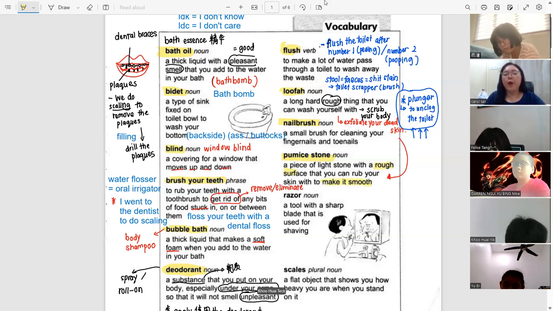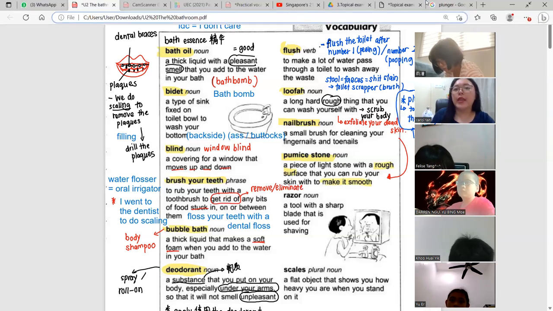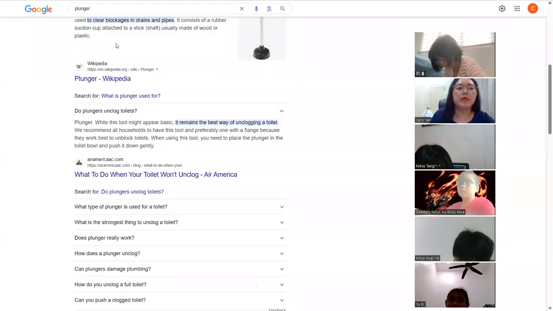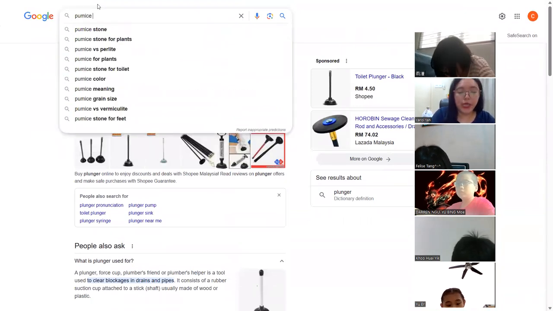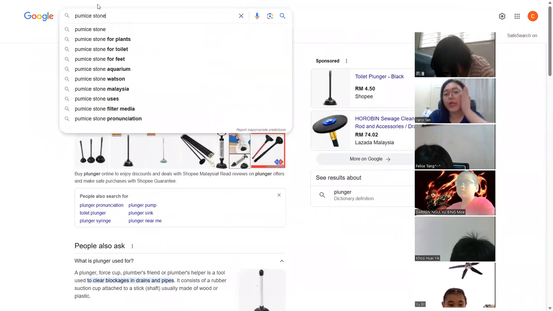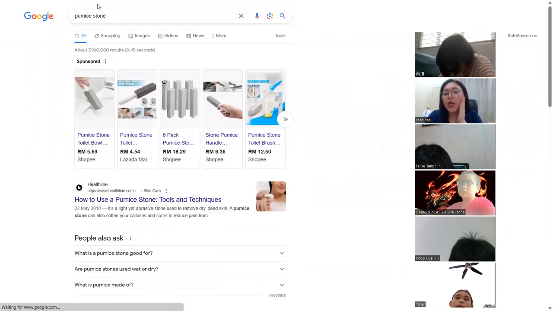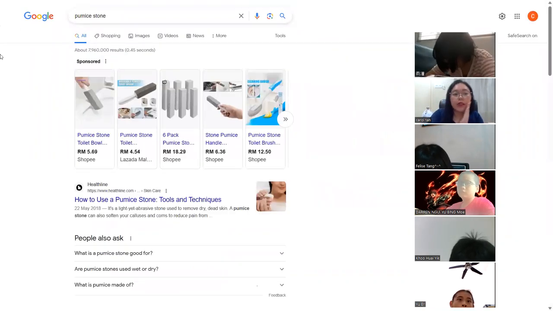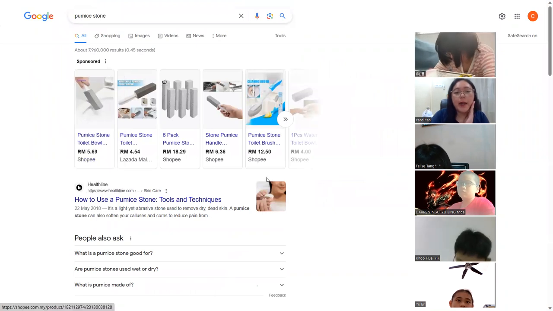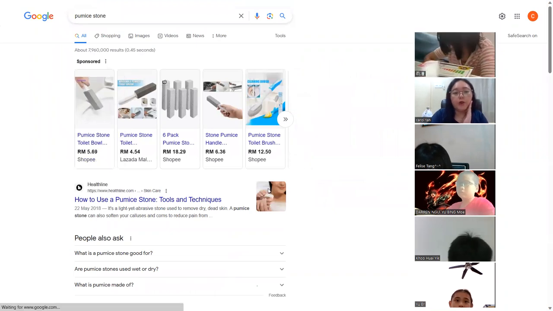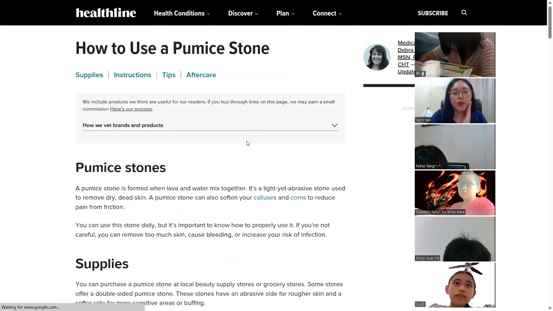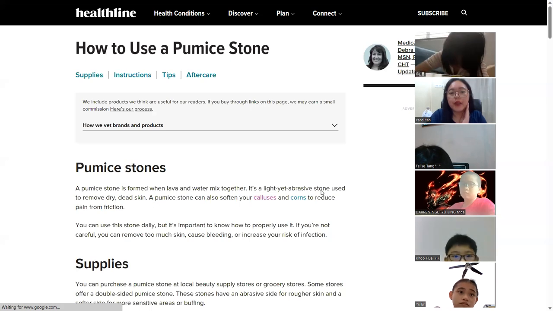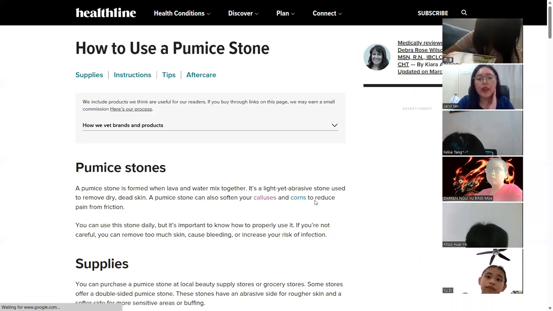So do you want to see the pumice stone? Okay, let me show you. We use the pumice stone to exfoliate our skin. So this is the pumice stone. How to use the pumice stone, okay? Can you see? To remove dead skin. Understand?